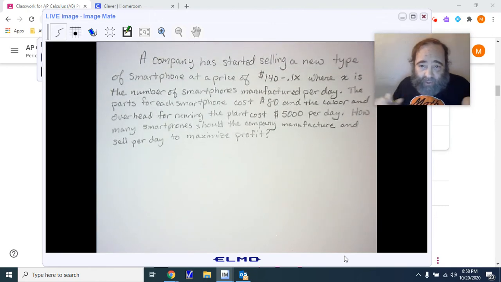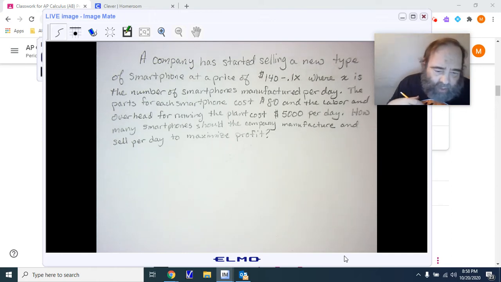a company has started selling a new type of smartphone at a price of $140 minus 10 cents times X, where X is the number of smartphones manufactured per day. The parts for each smartphone cost $80, and the labor and overhead for running the plant cost $5,000 per day. How many smartphones should the company manufacture and sell per day to maximize profit?